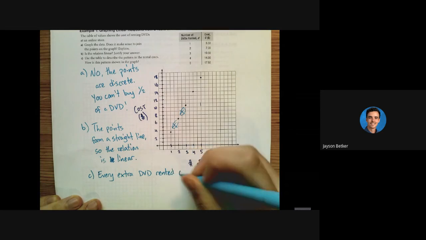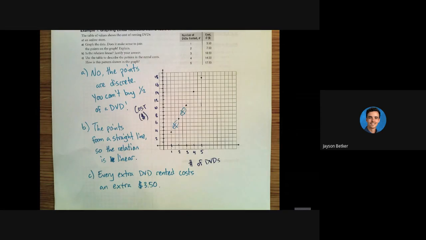Let's say every extra DVD rented costs an extra $3.50. Pretty easy. Okay.